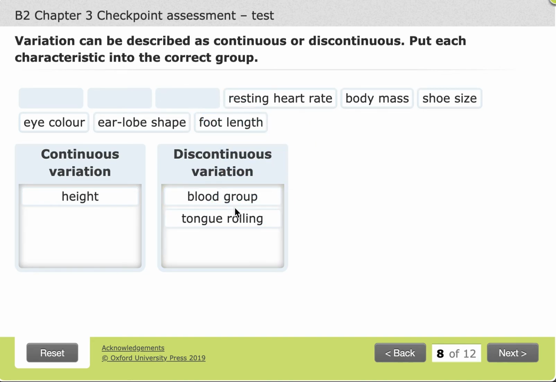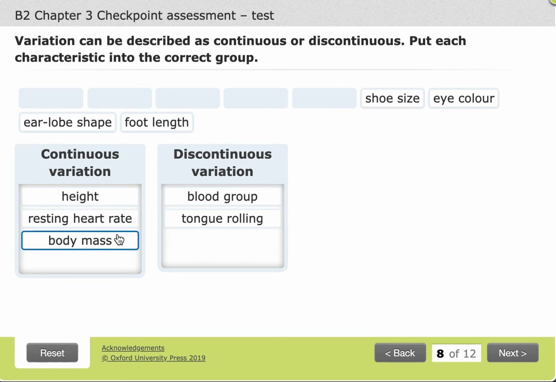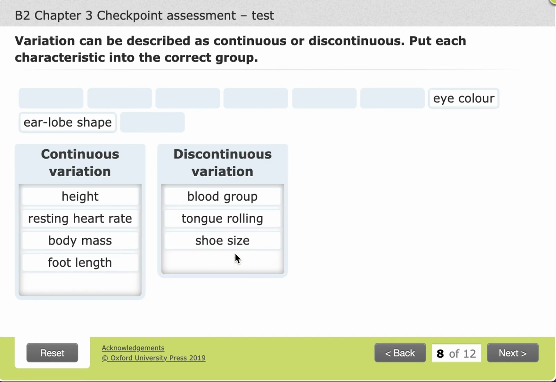Tongue rolling, discontinuous, because we can either roll or not roll. However, our resting heart rate is a numerical value we could put within a range. Body mass is also a numerical value that we could put within a range. Then we're going to have to think about shoe size. Now, shoe size and foot length are very similar things. We should remember from lessons we said that foot length was something that you can measure within a range and is therefore a continuous one, whereas shoe size is either 5, 6, or 7 and is therefore discontinuous.